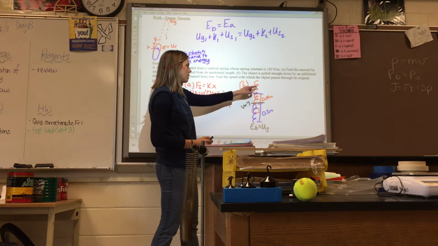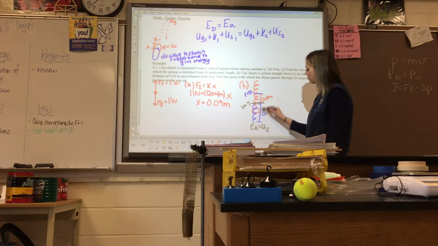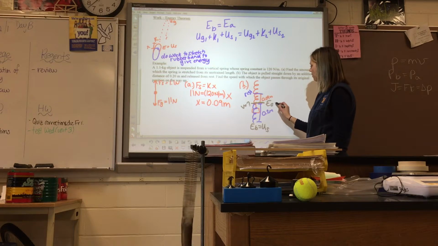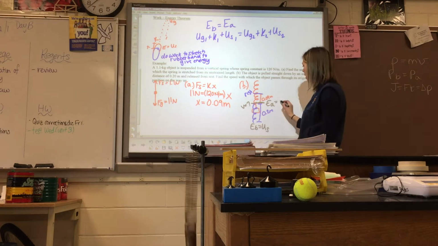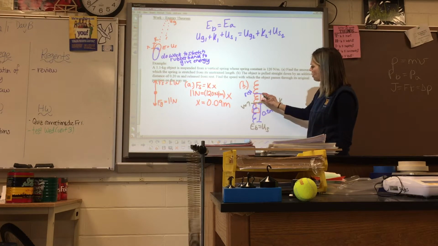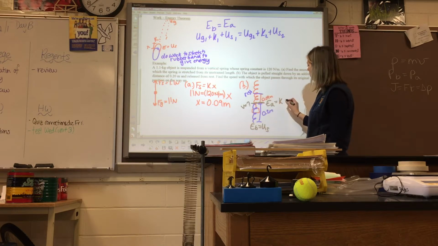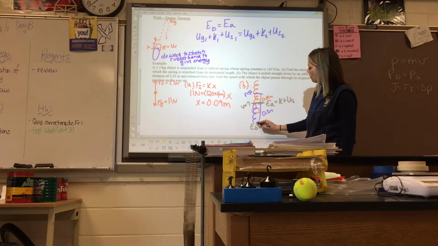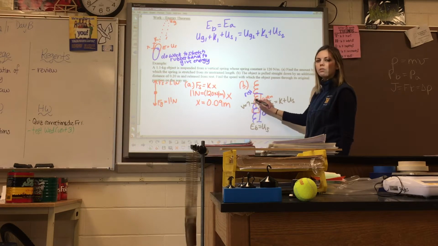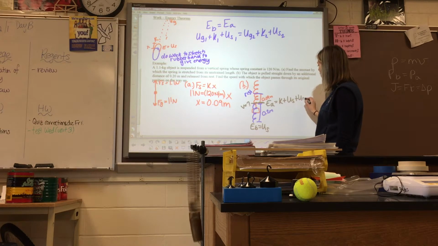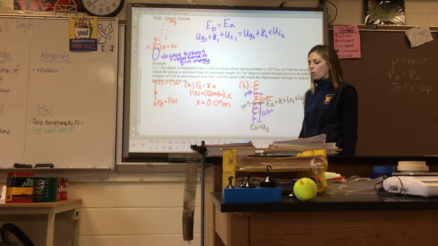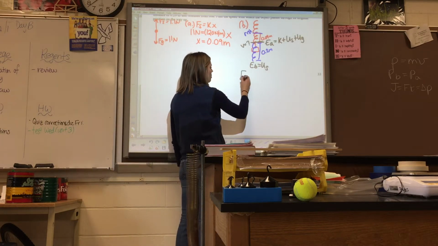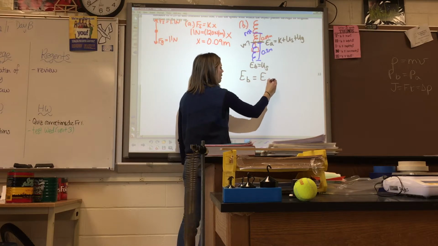Now when it passes through this position here, that's my energy after. It's moving, because I'm trying to find my velocity, so it has kinetic. It also is stretched some, right? So because it's stretched some, I also have elastic potential. And I'm also off the ground, so I also have gravitational potential. Now I'm going to set all of those energies equal to each other. So I'm going to set my energy before equal to my energy after.